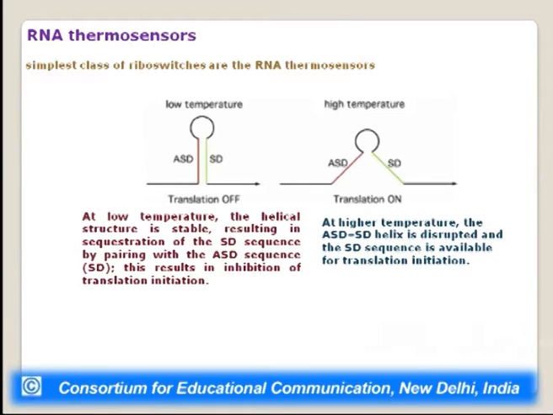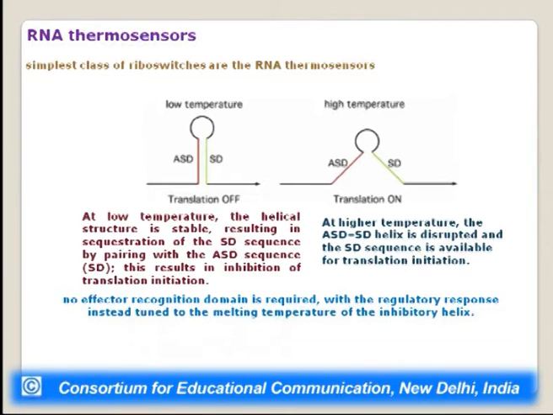At higher temperatures though, the ASD-SD helix is disrupted and the SD sequence is available for translation initiation. So, the translation would be on, and the gene expression would be there, and the protein will be formed. No effector recognition domain is required, with the regulatory response instead tuned to the melting temperature of the inhibitory helix. So, for these RNA thermosensors, there is no metabolite or ligand required, but only the change in temperature results in the alternative conformation of the mRNA, resulting in the translation being on or off.